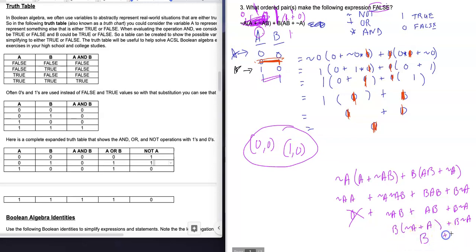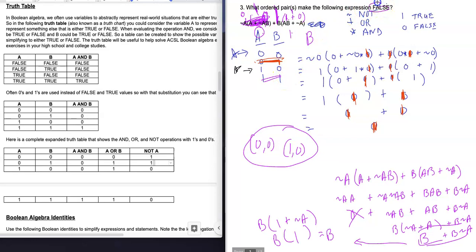And I could factor out this B here, writing my steps over here, B times 1 plus not A. So all of this turned into this over here. 1 plus anything is 1. And I'm left with just B. So that original expression is the same thing as just B.